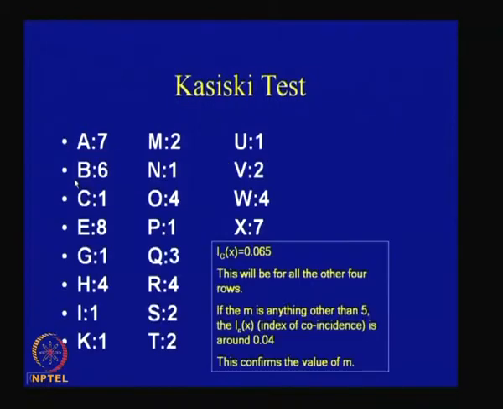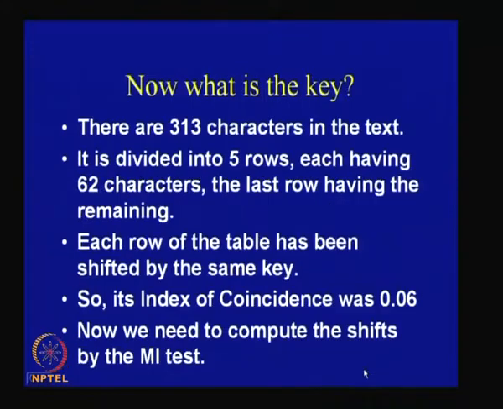So we form an index of coincidence. We again obtain the corresponding frequencies, and after obtaining the frequencies we obtain the IC value. This value comes around 0.065, and this actually holds for all the other 4 rows also. If m were anything other than 5, as we have discussed, then the IC would have been around 0.04. But since you are getting a 0.065 value, the value of m equal to 5 is confirmed by this text.